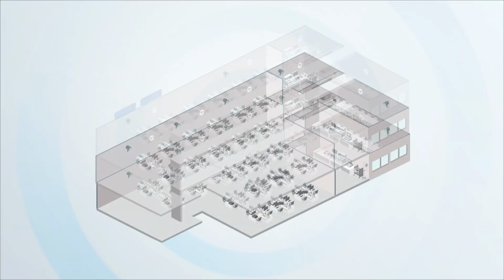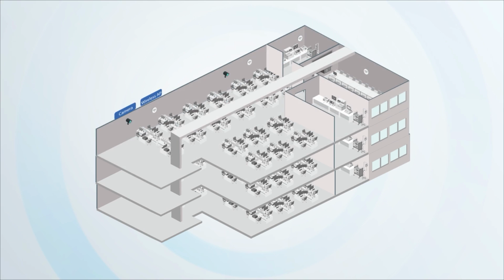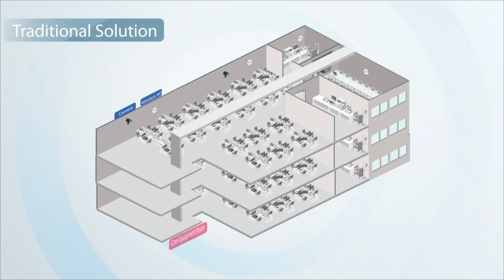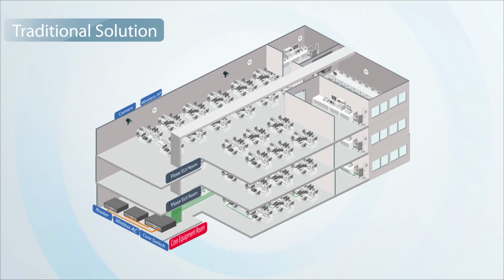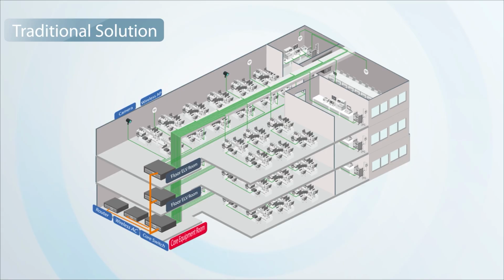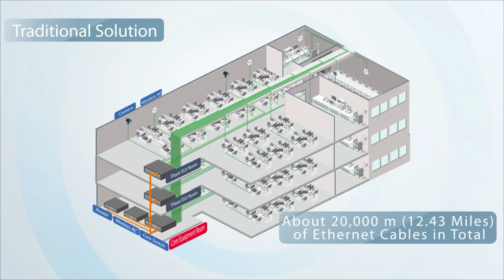Take a 3-story office scenario with 500 information points as an example. In a traditional solution, core switches, firewalls, routers, and other devices need to be deployed in a core equipment room, and aggregation and access switches need to be deployed in floor ELV rooms. Assume that the average cabling distance is 37 meters. About 20,000 meters of Ethernet cables are needed in total.